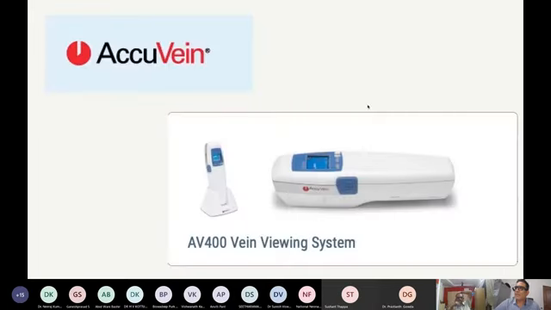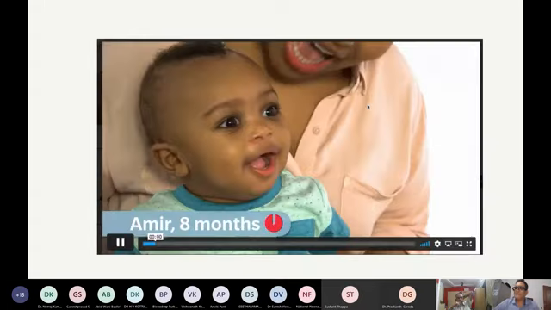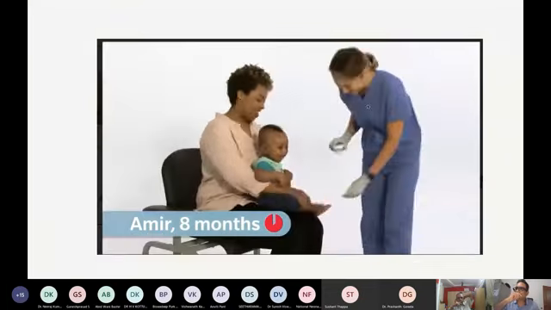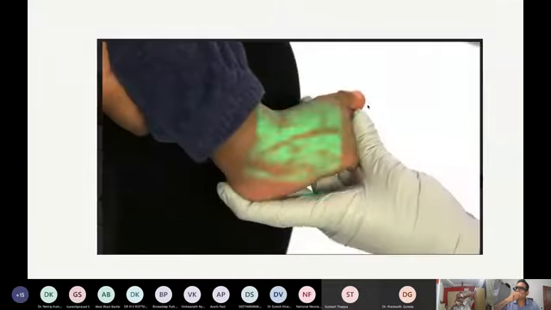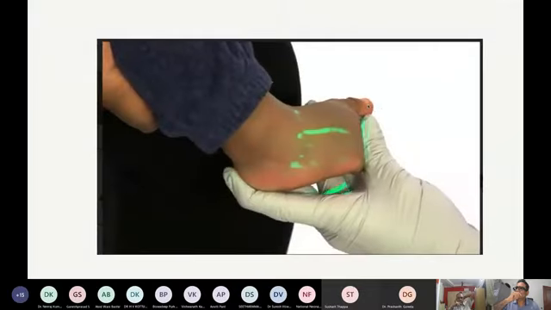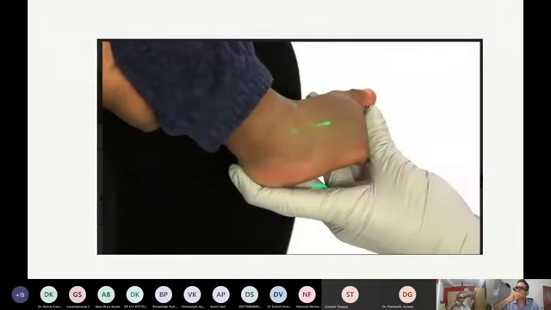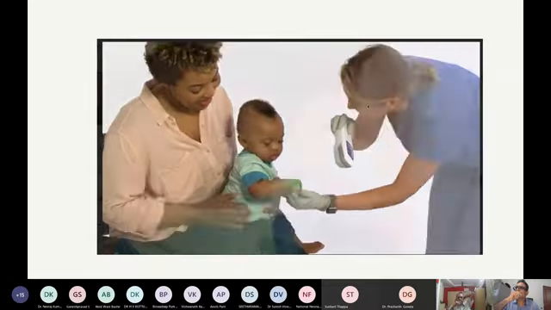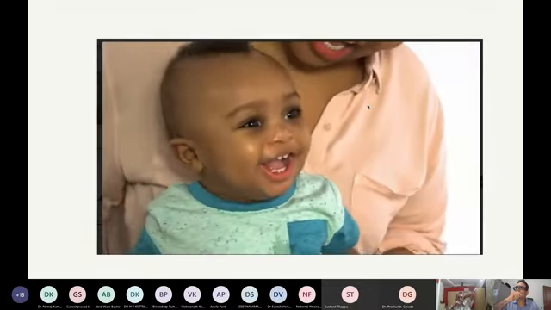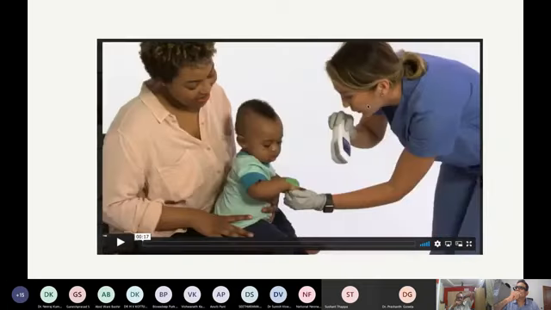So this is AccuVein, AV400. This is a vein viewing system. And this child is an 8-month-old child. So basically, you just shine the light on the back of the hand or on the leg, and you see the veins very easily. And this is an infrared technology, which is used in a slightly different way.